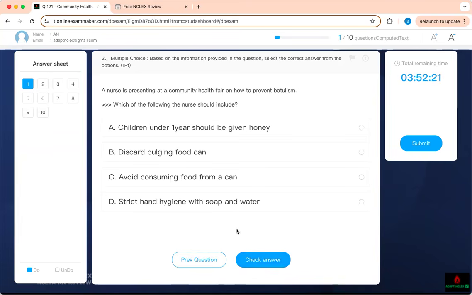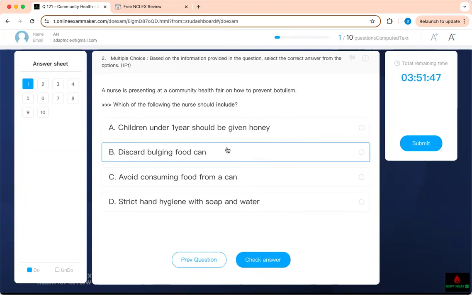Which of the following should the nurse include? A nurse is presenting at a community health fair on how to prevent botulism. Botulism is one of the bioterrorism problems, caused by Clostridium. You can use it, but the problem is it's found in food cans. You don't get it just by getting in contact with someone, right? You eat it, or you give it to a kid who is less than a year old, or it's in a food can that has been there, and the gas produced by the bacteria makes the can bulge. So that is the key.